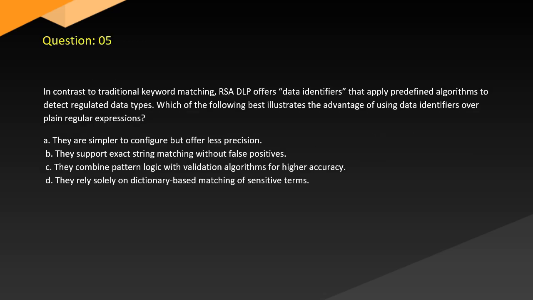Question 5. In contrast to traditional keyword matching, RLP offers data identifiers that apply predefined algorithms to detect regulated data types. Which of the following best illustrates the advantage of using data identifiers over plain regular expressions? A. They are simpler to configure but offer less precision. B. They support exact string matching without false positives. C. They combine pattern logic with validation algorithms for higher accuracy. D. They rely solely on dictionary-based matching of sensitive terms.